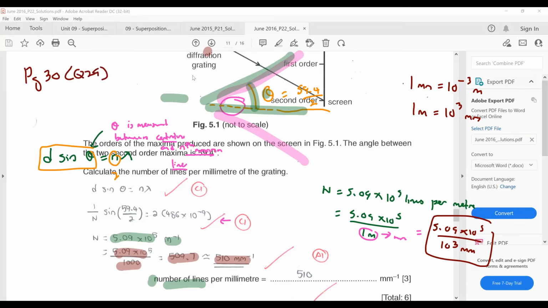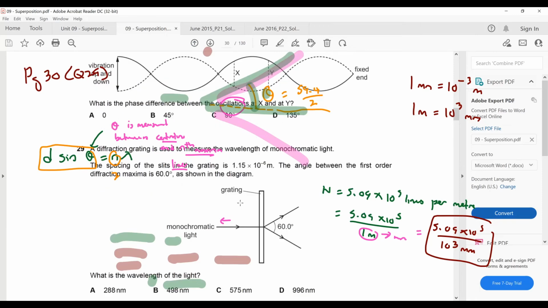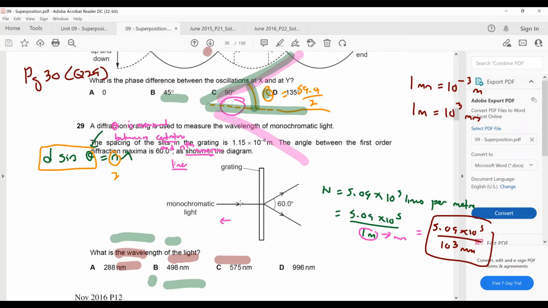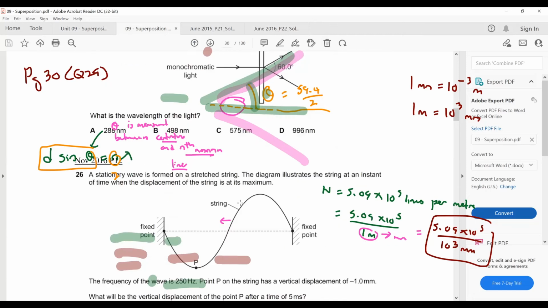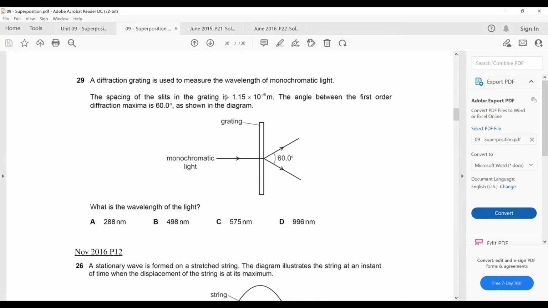Okay, next one, look at page 30, question 29. This one seems very simple. I think I'll just breeze through it very quickly. A diffraction grating is used to measure the wavelength of monochromatic light. The spacing of the slits in the grating is 1.15 times 10 power minus 6. The angle between first order diffraction maxima is 60 degrees. What is the wavelength of light?